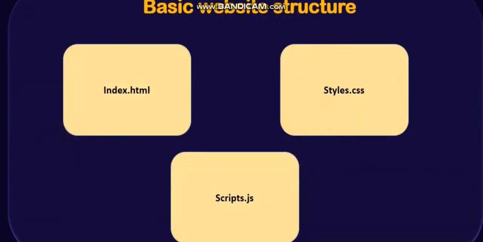What is the basic structure of a website? In web development, we have an index.html page, styles.css and script.js. We will write HTML code inside the HTML page, and the styles of that HTML code will be inside the CSS file. And to manipulate both files, we use the script.js file.